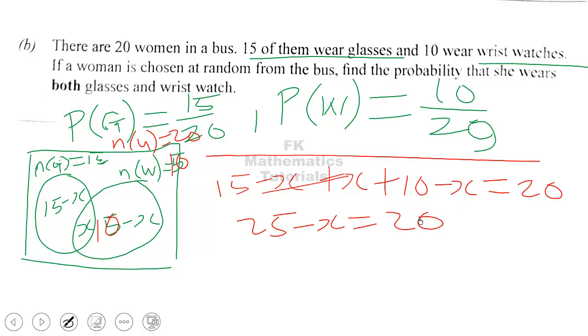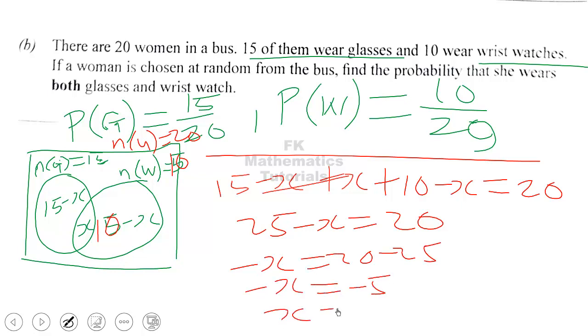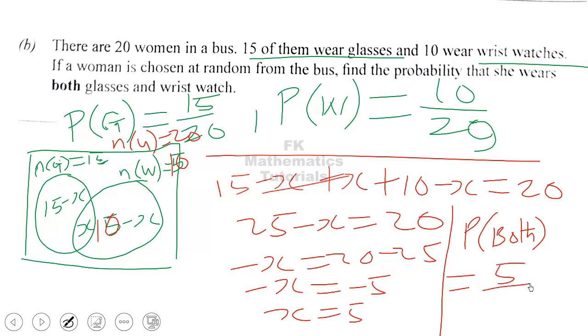So minus x will be equal to 20 minus 25. Minus x is equal to negative 5. So x will be equal to 5. So those who wear both glasses and wristwatch are 5. So the probability of getting someone who wears both glasses and wristwatch will be equal to 5 over 20, and that will be equal to 1 over 4.